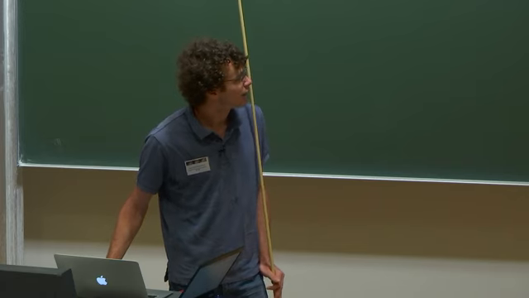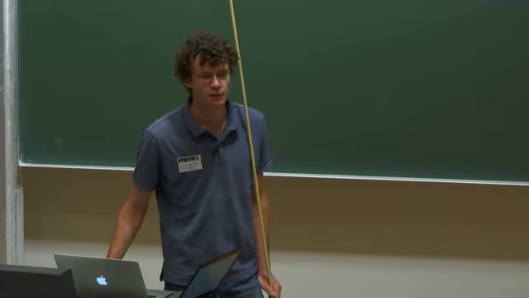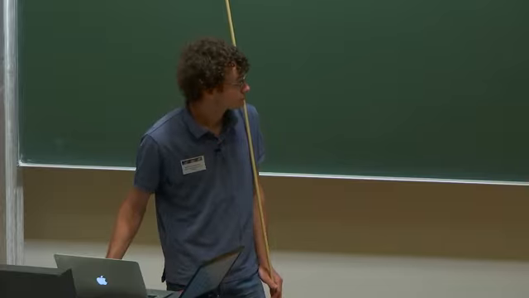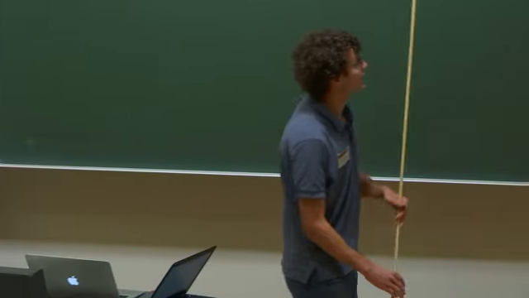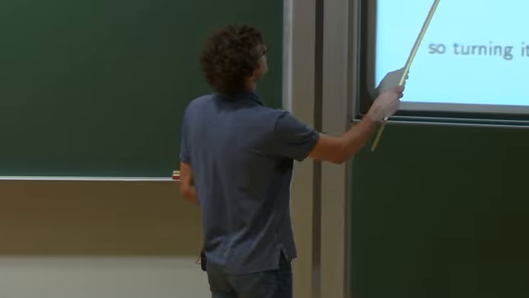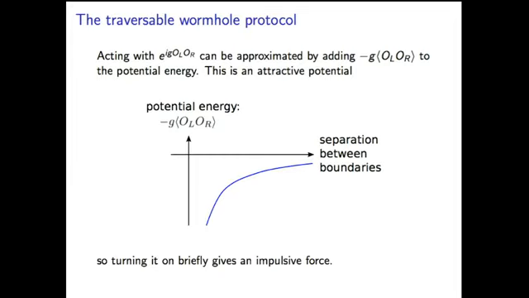Okay, so how can we implement this traversable wormhole in this simple theory? Well, if we act with this operator, O left times O, e to the ig, O left times O right, this can be approximated just by adding the expectation value of this term, viewing that thing as a potential energy, as a term in the potential.